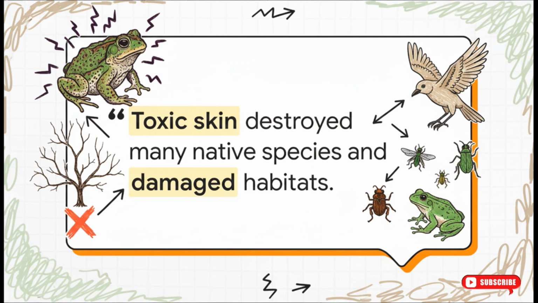As the research notes, due to their toxic skin, they have destroyed many native species and damaged habitats, where the biodiversity has been reduced. The birds and reptiles that normally relied on native frogs and insects suddenly lost their entire energy supply because the toads had monopolized all the resources. It completely broke the chain.